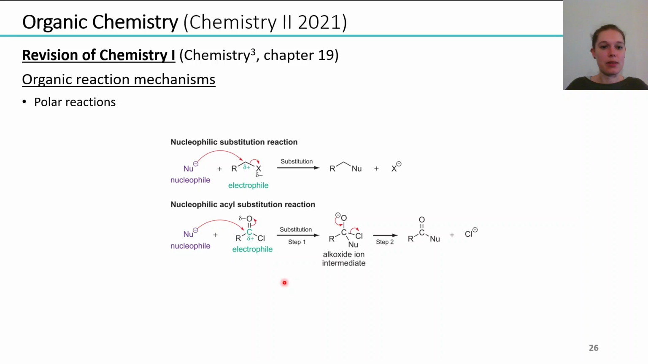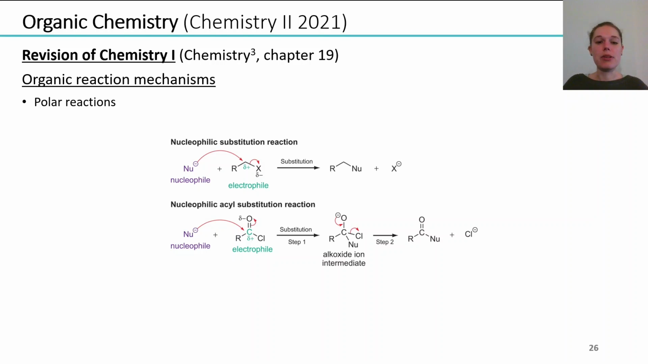And then we have a two-step reaction mechanism. In the first step, the substitution will take place. So we create a new carbon-nucleophile bond, and the negative charge will be centered at the oxygen. So this intermediate is then an alkoxide ion. In the second step, we leave the halogenide ion out of the molecule so that the carbon-oxygen double bond is reformed. And this is the second type of substitution reaction.